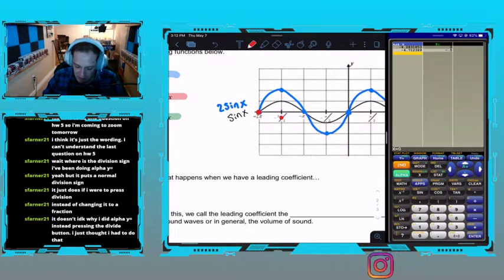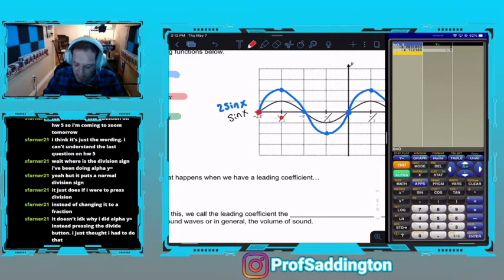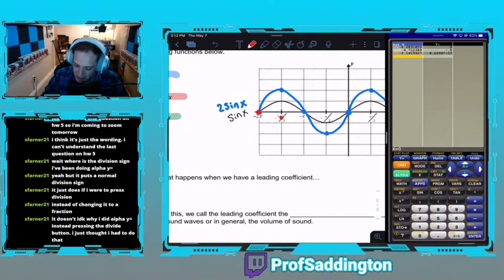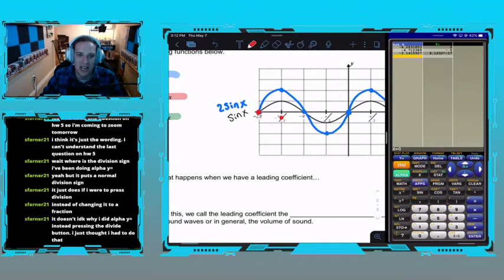Now I'm going to do the next one. The next one is at negative pi. And my answer comes out to be that crazy scientific notation. And if we ever see scientific notation, that just means it's 0.